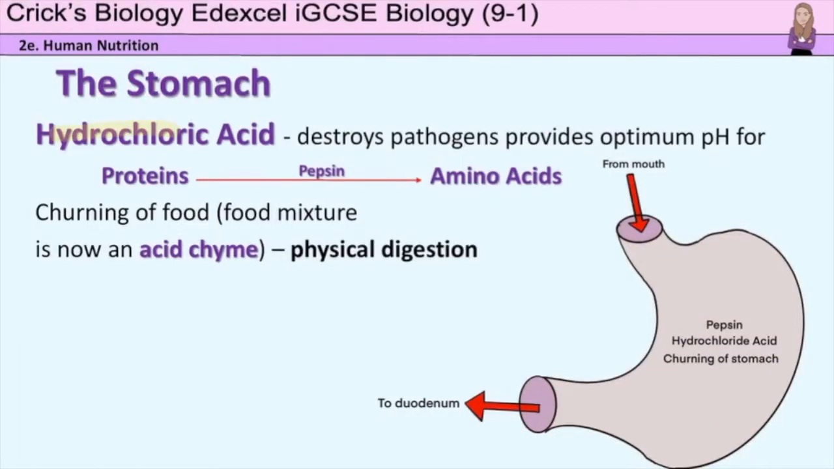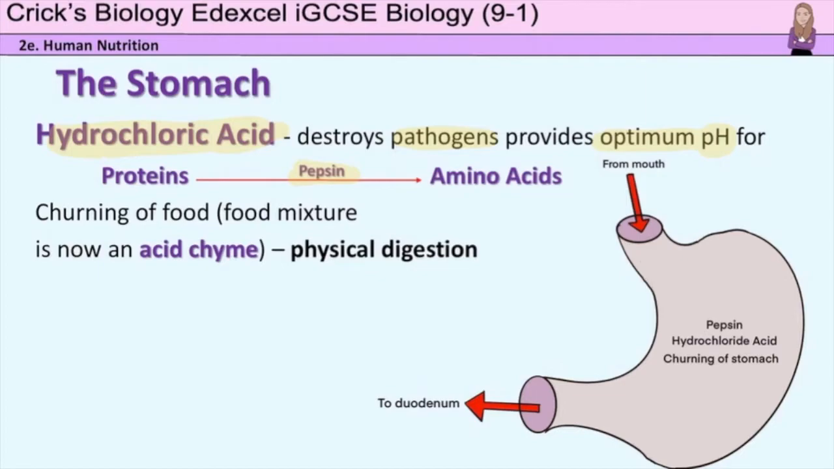Hydrochloric acid is secreted in the stomach. This destroys pathogens that may have entered with the food. It also makes the environment acidic and so provides the optimum pH for pepsin, an enzyme secreted by the stomach. Pepsin is a protease enzyme that breaks protein down into amino acids.